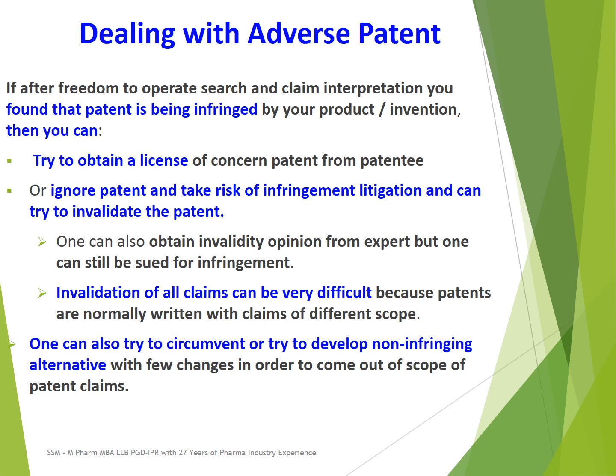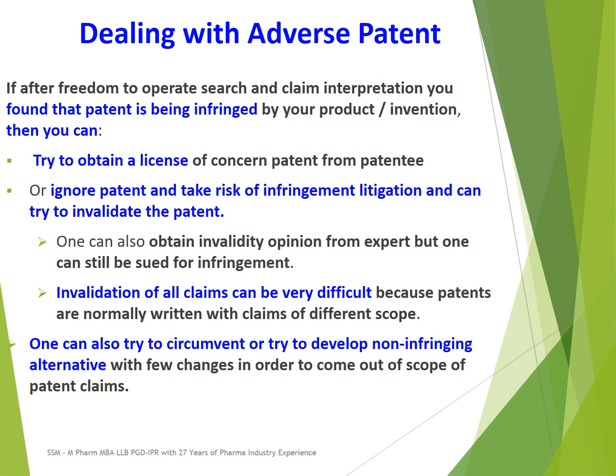And the next option is one can also try to circumvent or bypass the patent by developing a non-infringing alternative, by making a few changes in your product in order to come out of the scope of the patent claim. So you do some R&D. By doing the R&D in the light of the identified patent, you make some changes in your product so that your product comes out of the patent claim, and the changed product may not be infringing the patent claim.